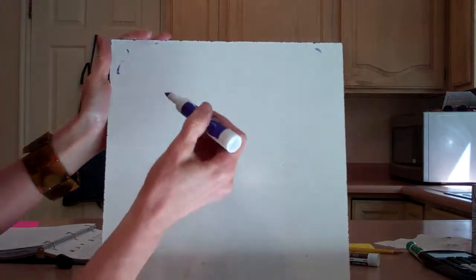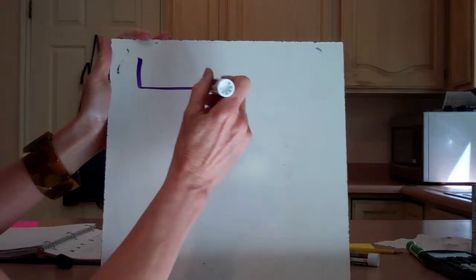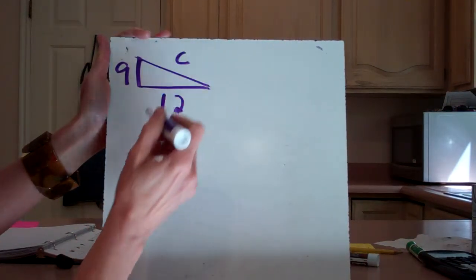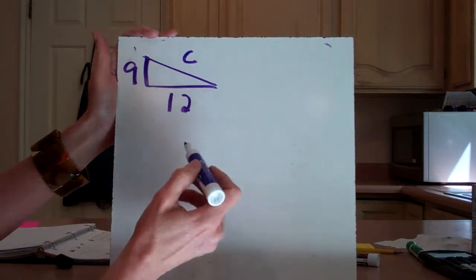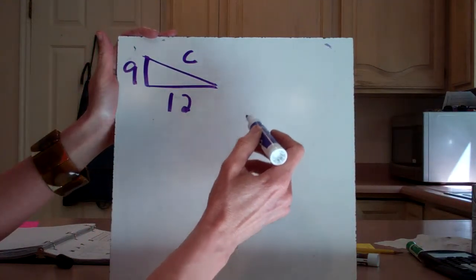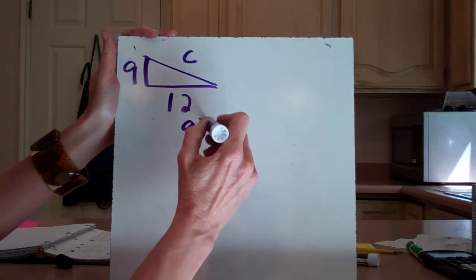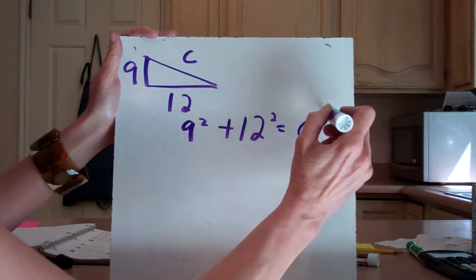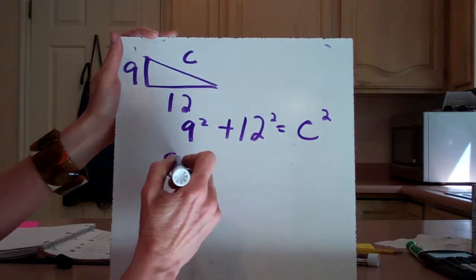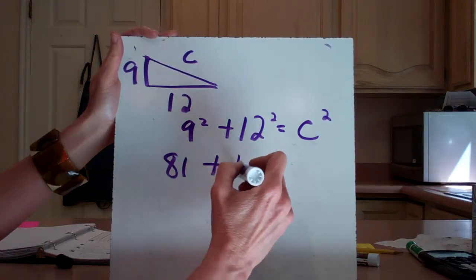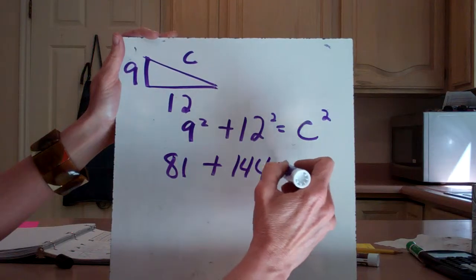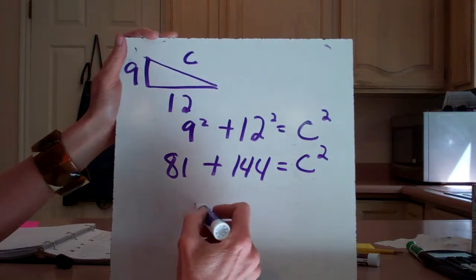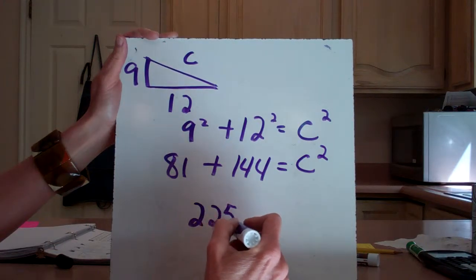Okay, the third triangle, you were given 2 legs. One was 12 and one was 9. So a and b are 9 and 12. It really doesn't matter the order again. So 9 squared plus 12 squared is c squared. 9 times 9 is 81. 12 times 12 is 144. 81 plus 144 is 225.